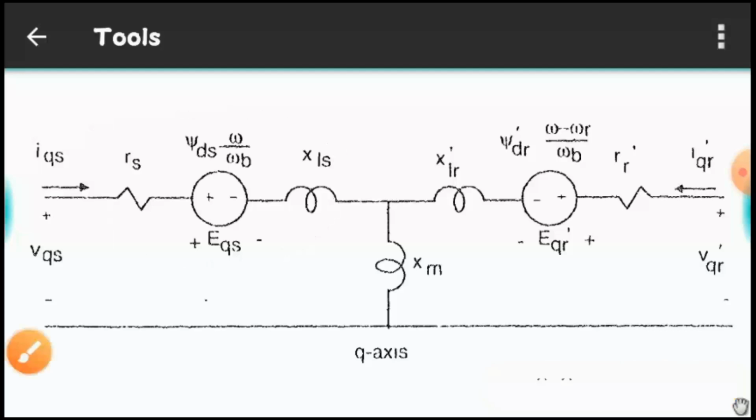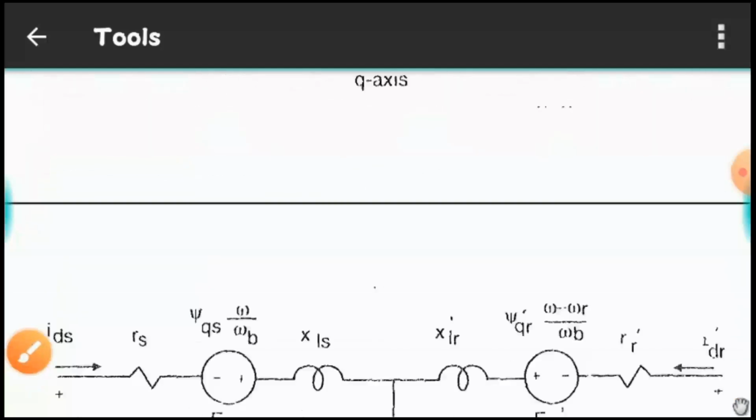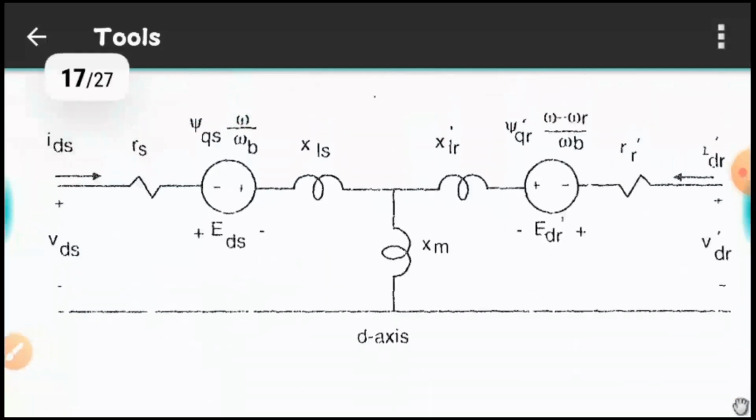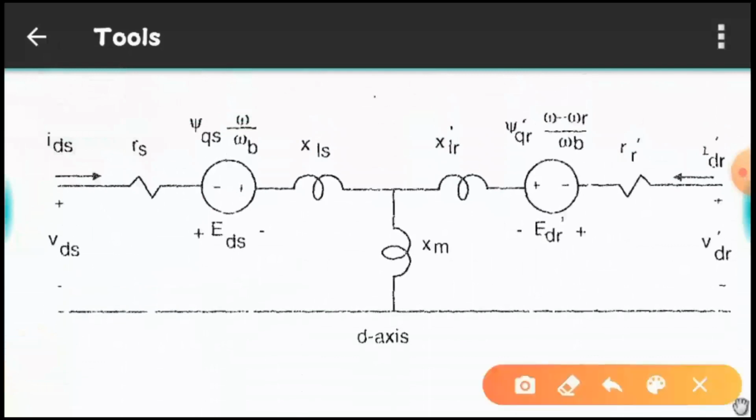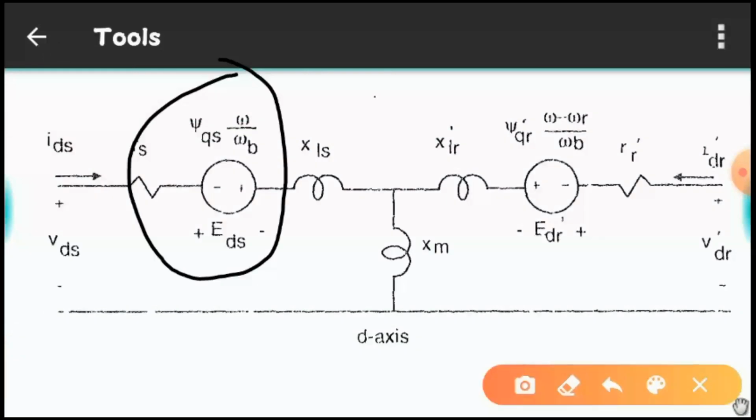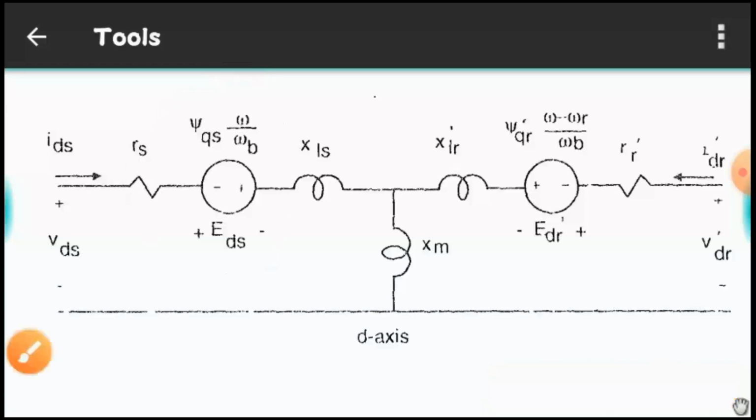Now, similarly, we'll have our d-axis model, and the d-axis will just be like the q-axis only. There will be a change in our speed EMF. Here, one thing I'd like to ask: why are the speed EMFs in the d-axis and q-axis different in nature? Why so?